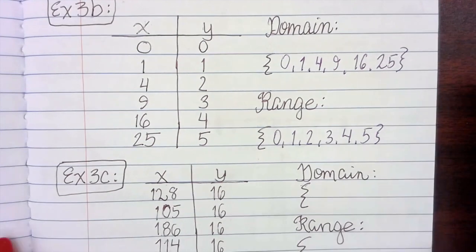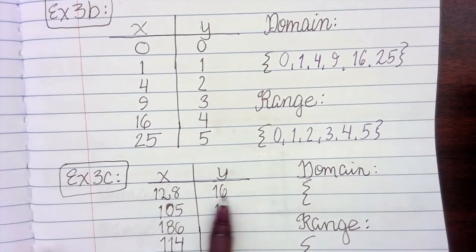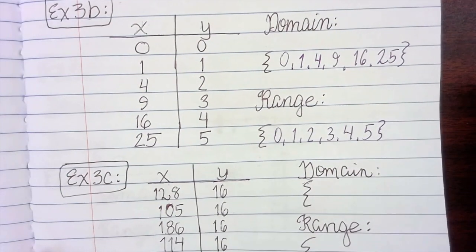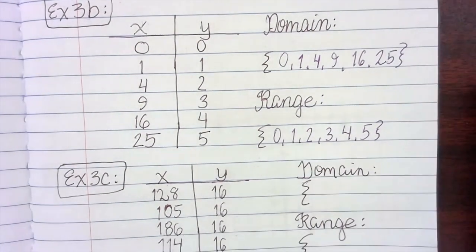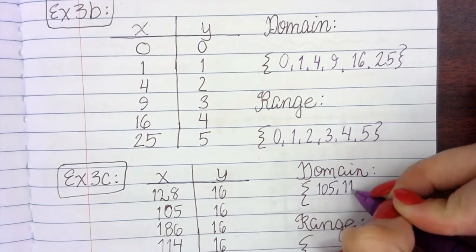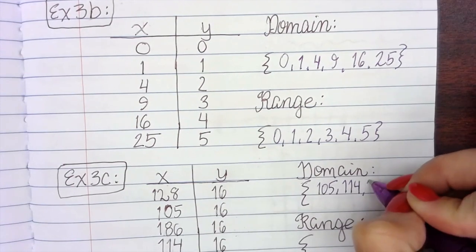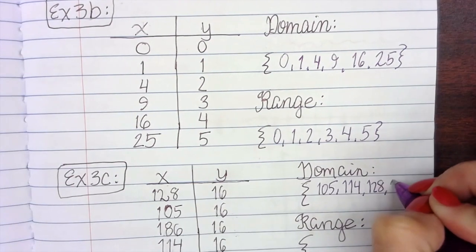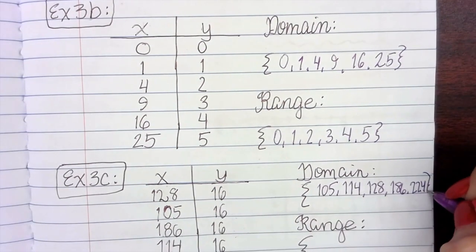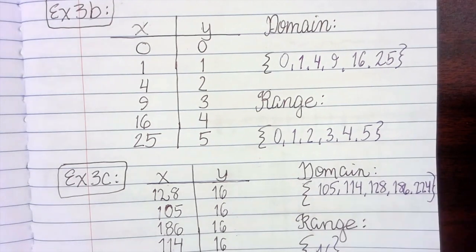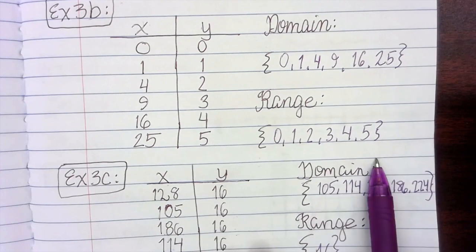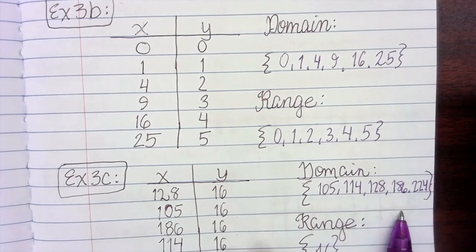3c is a little bit more interesting here. I have 128, 16; 105, 16; 186, 16; 114, 16; 224, 16. Now, from least to greatest, we will be looking at 105, 114, 128, 186, and 224. Sorry, I'm squeezing it over here. And my range, I have 16. That's it. So whenever your domain or range only has one value in it, or you have a few random values, you really want to use set builder notation.